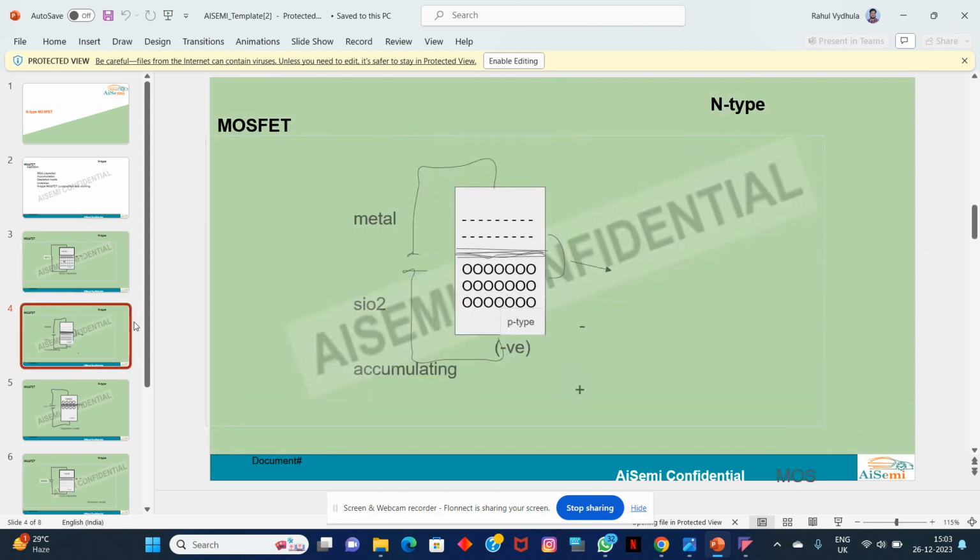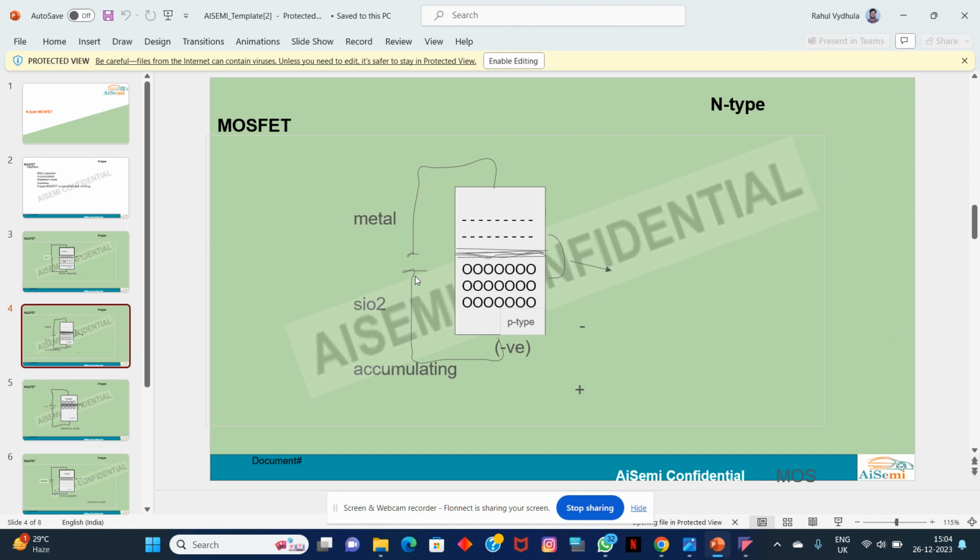Next, accumulation. In accumulation, we apply negative voltage to the metal, and the majority charge carriers in the metal are electrons. The negative terminal and the negative charges present in the metal, that is electrons, will repel each other and accumulate towards the SiO2 layer.